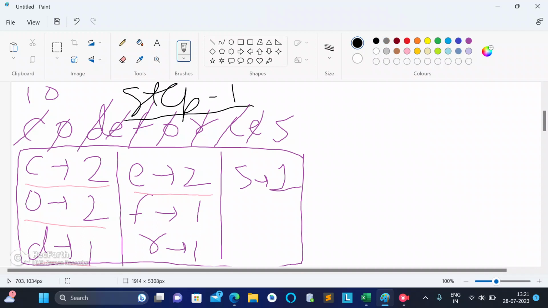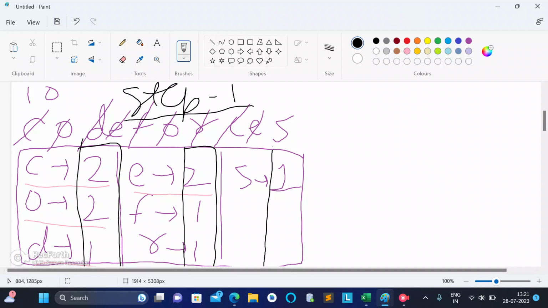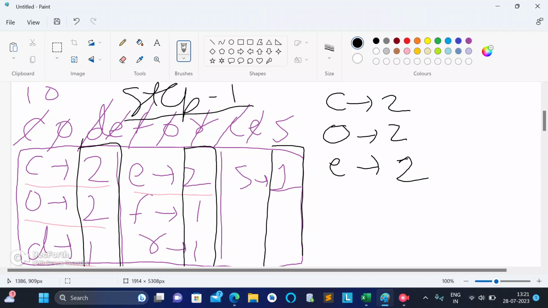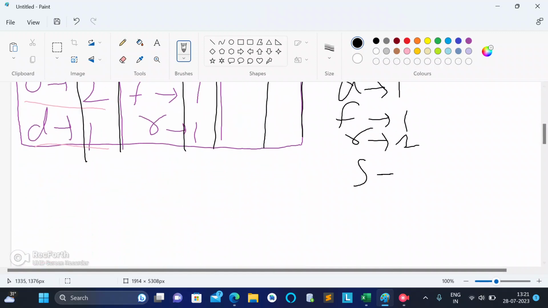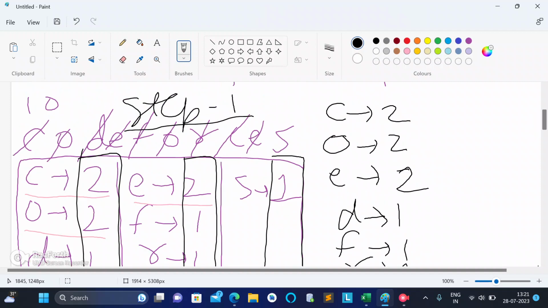Now what I will do is I will sort them in decreasing order of frequency. So I will write C present 2 times, O present 2 times, E present 2 times. All 3 of them are present 2 times, so the order of C, O, E doesn't matter at all. Then D is present 1 time, F is present 1 time, then R is present 1 time, and then S is present 1 time.